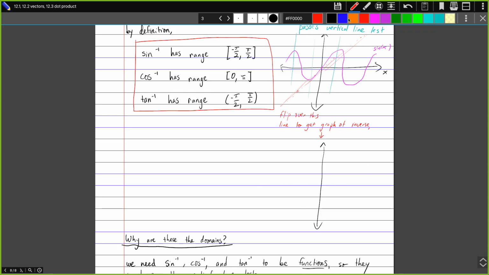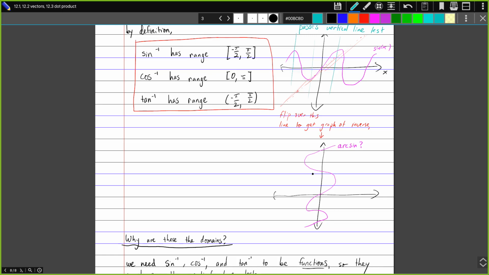All right, let's see. It's going to start here. Okay, so that's going to be going basically the same direction, and then we're going to be going like this. So this is like the graph of arcsine, right? Because this is, in general, how you find the graph of the inverse of a function. You just flip over the line y equals x, and you've got the graph of the inverse.